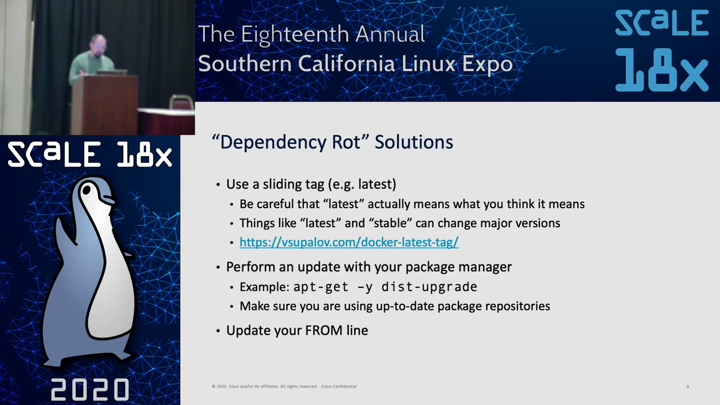So how do we solve that? There are a number of different ways we can solve that. A simple solution, which I say with a little bit of trepidation, is to use a sliding tag. Most commonly, we think of this as being the quote-unquote latest tag in the container world. Now, I say be careful here because there are a lot of misconceptions around latest. Let me be very clear. Latest is a string, just like any other Docker tag. That's all it is. There's nothing special about it.